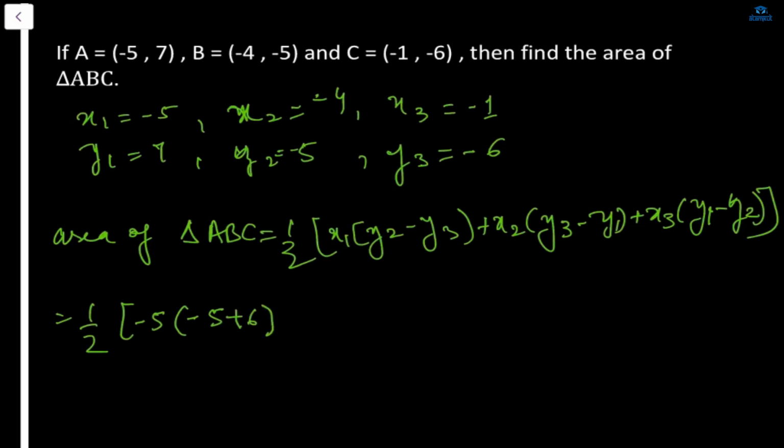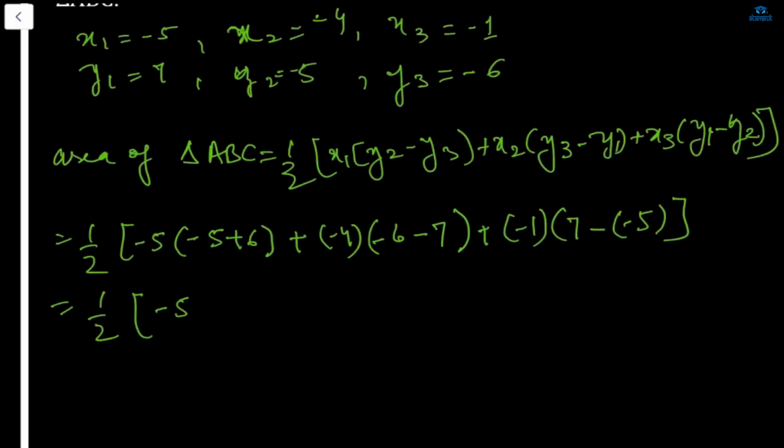I'm directly writing. Plus x2, which is -4, and here y3 minus y1. Plus x3 is -1, and it is y1 minus y2. So it will give you half of -5, and in the bracket it will come 1. So if you multiply by 1, I'll just write it 1 here only. It will be -4, and here it will be -13. And here it will be again -1, and minus plus 5, and 7 plus 5 is 12.